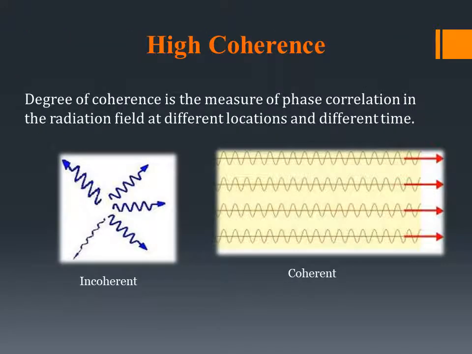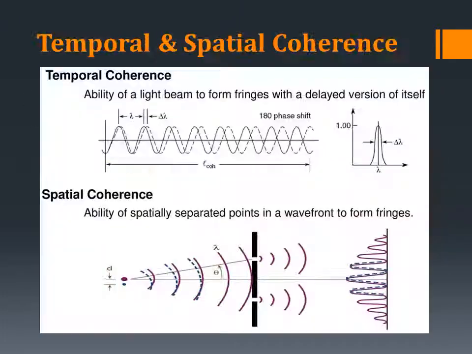A laser light source is also said to possess high coherence. The degree of coherence is the measure of phase correlation in the radiation field at different locations and different times. When we say coherence, a laser beam must possess temporal as well as spatial coherence. Temporal coherence is the ability of a light beam to form fringes with a delayed version of itself, while spatial coherence is the ability of spatially separated points in a wavefront to form fringes.